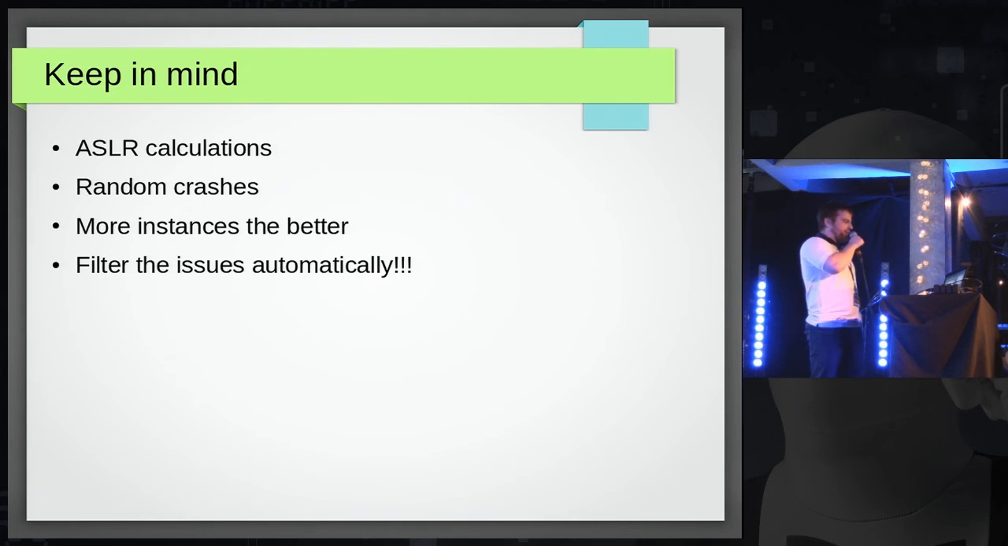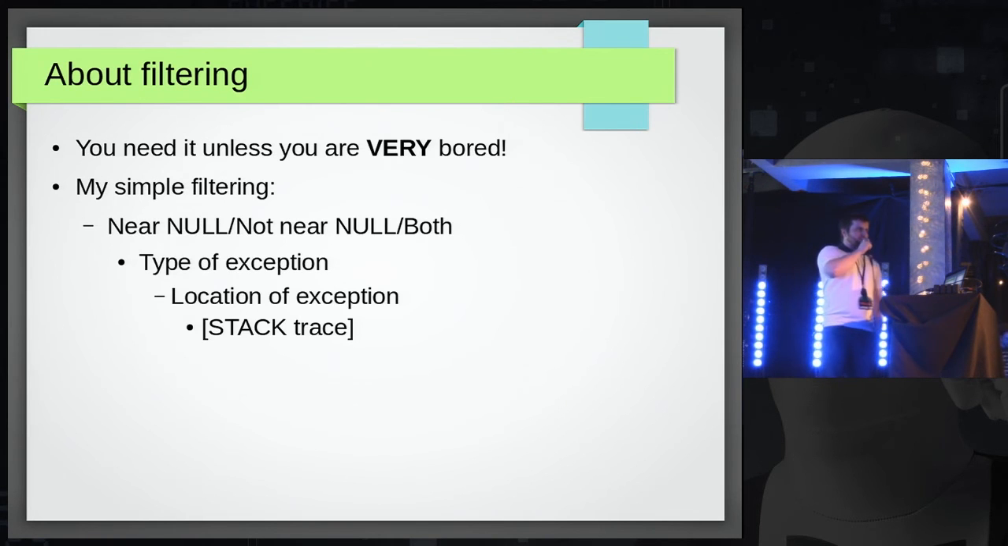And also, you have to do filtering of the results automatically. Why do you want to do it? Because in some situations, you will get hundreds or even thousands of crashes per day or week, and you don't want to go through them one by one. So my simple filtering was: is the crash happening near null or not near null? Or I repeated the initial input again and again to see whether it crashes again, then both. But you want to know, is it near null or not near null?